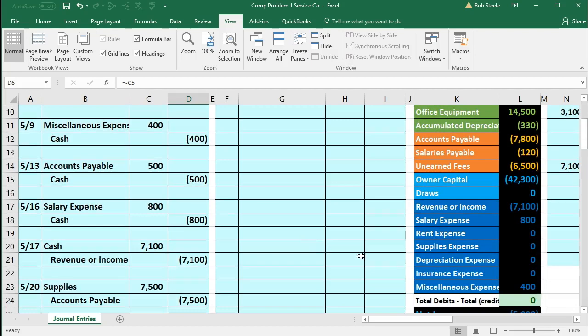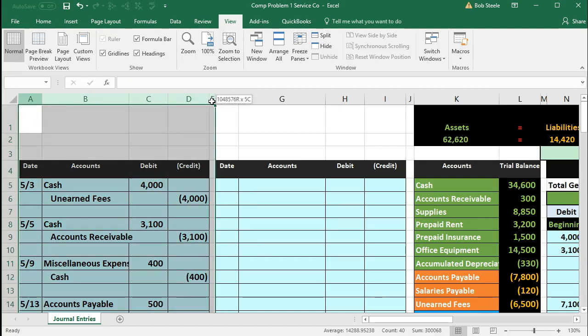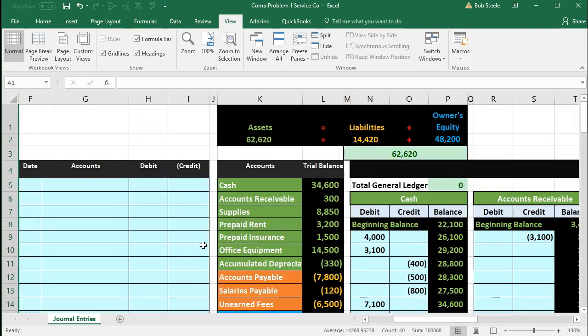So we know that we are 0 here, means that the debits equal the credits, so we look good. So I'm going to go ahead and hide this. I'm going to put my cursor right on the A, scroll over to the E. We want the entire columns to be highlighted. Then right click on the highlighted columns, and we want to hide those cells.